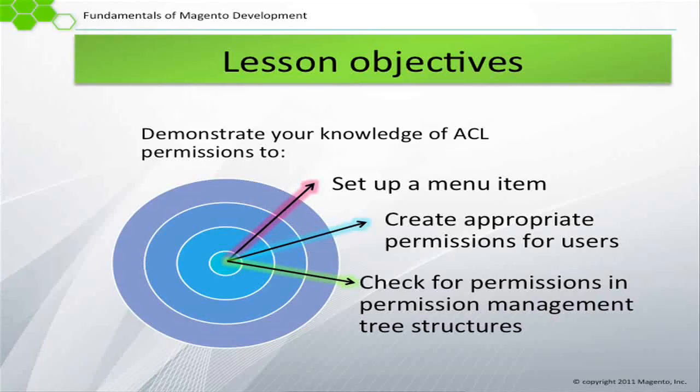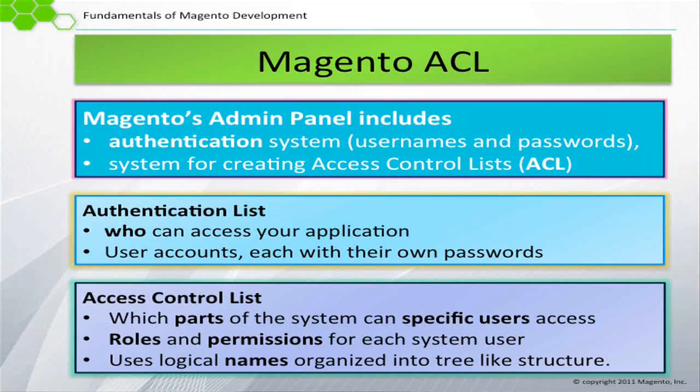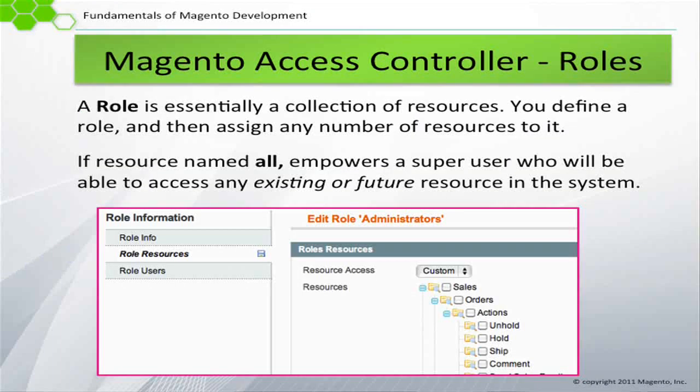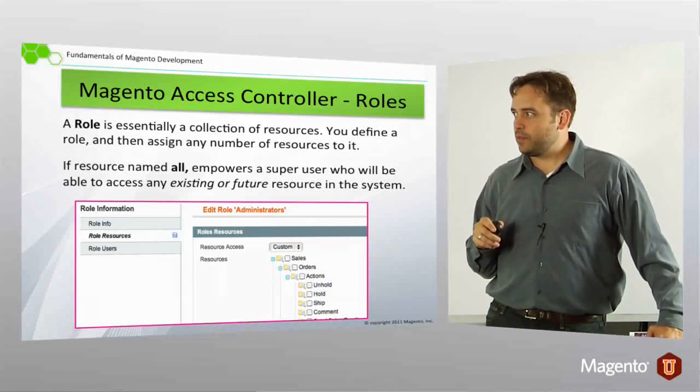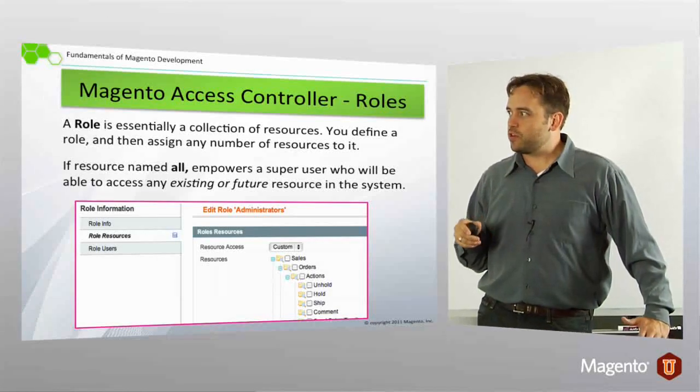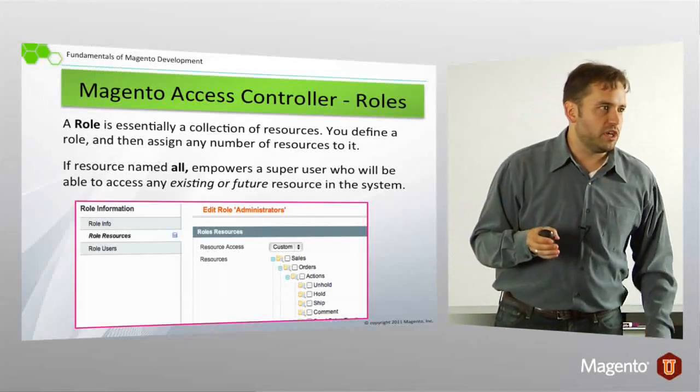So ACL, obviously we need to authenticate users. That's username, password. And then we have the actual ACL data itself, or really configuration. It's just XML. So if you look in your admin under System, Permissions, and then Roles, you can look at the administrative piece for Magento's ACL.